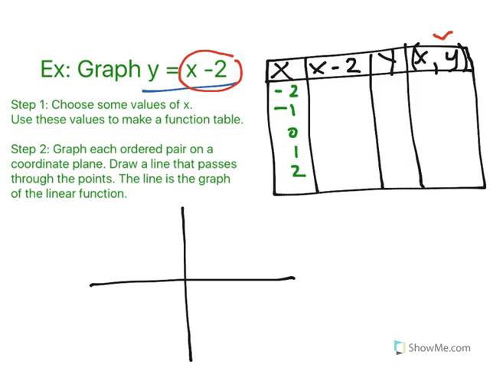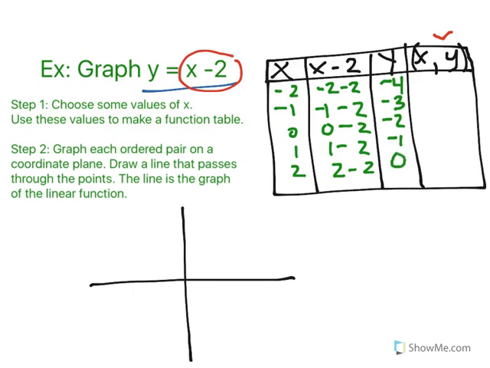Then I'm going to plug in my equation. So I'm going to do -2 minus 2, -1 minus 2, 0 minus 2, 1 minus 2, and 2 minus 2. Now it's really easy, we're just going to subtract. -2 minus 2 is -4. -1 minus 2 is -3. 0 minus 2 is -2. 1 minus 2 is -1. 2 minus 2 is 0.